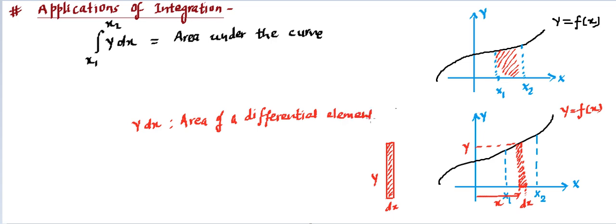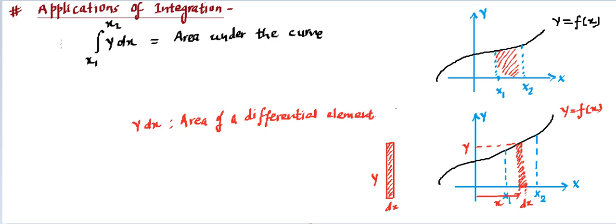Why do we call it a differential element? The logic is that dx is a differential length, and if we multiply a length with a differential length, that's called a differential element. So that differential area is y into dx. Now if we keep on changing this x from x1 to x2, we will find small rectangles like this, and these small rectangles can fill the entire space between x1 and x2. So we need to add all the areas like this. All the differential areas running from x1 to x2 should be added up together.